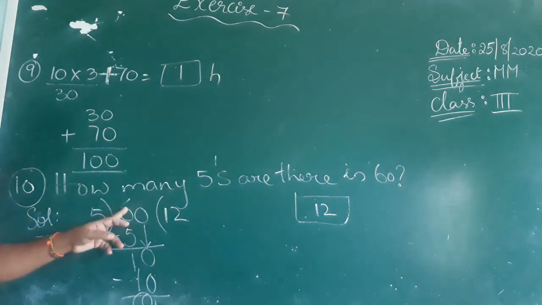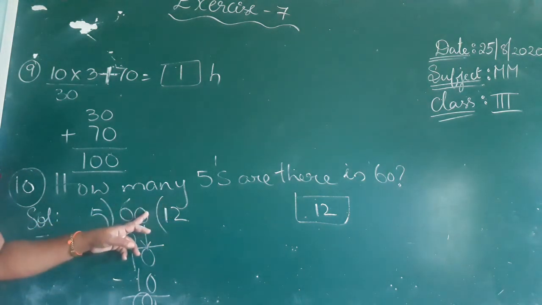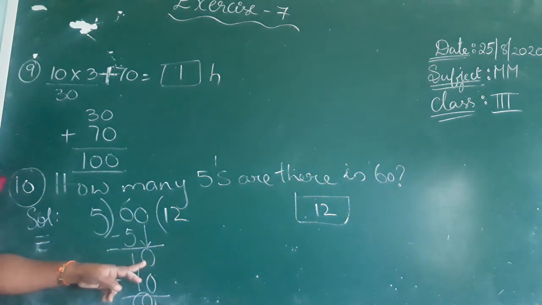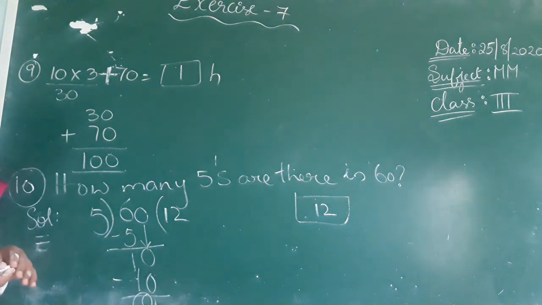5 ones, 5, remainder 6 minus 5, 1. So next drop down the second digit, 0. Now it becomes 10. 5 2s, 10. No remainder left. Okay children.